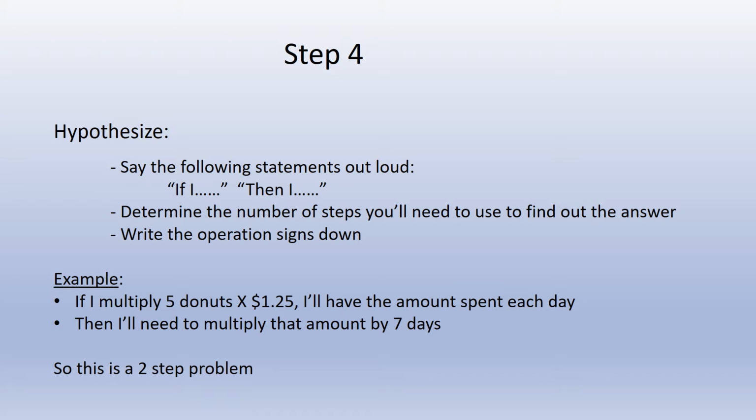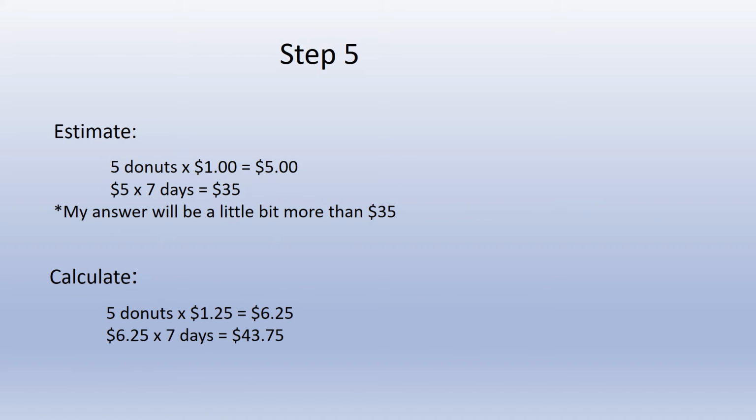At this point, you'll also want to write down the operational signs that you're going to be using to solve the problem. So in this example, if I multiply 5 donuts times $1.25 each, I'll have the amount that is spent each day on donuts. Then I'll need to multiply that amount by 7 days. And so you're figuring out, this is a 2-step problem.